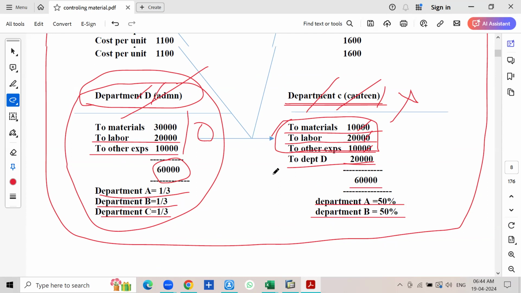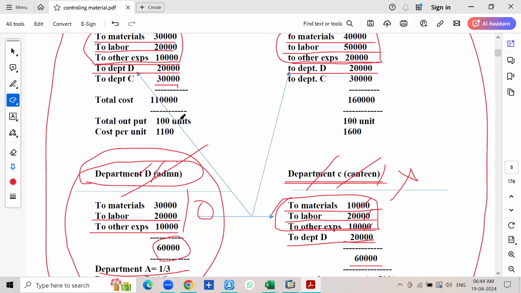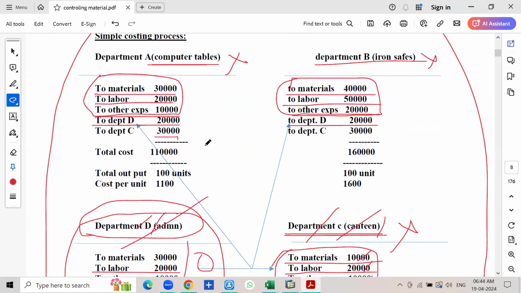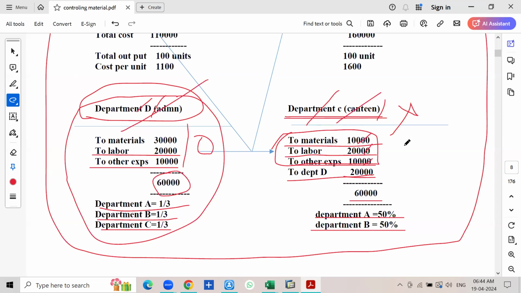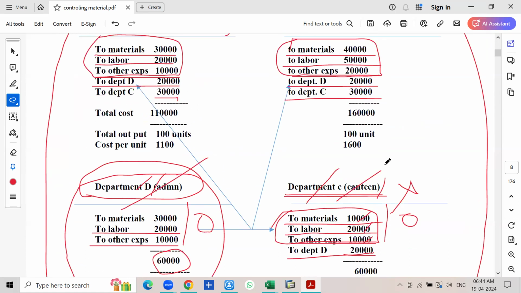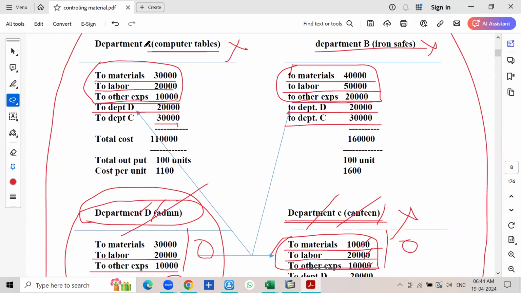So 50% to A means 30,000 to department A. Then department B, 30,000 from department C, right? Now again on 30th April 2024, the cost of department C becomes 0. Again from 1st May, department C will be posted with fresh expenditure. Okay, now coming to department A.